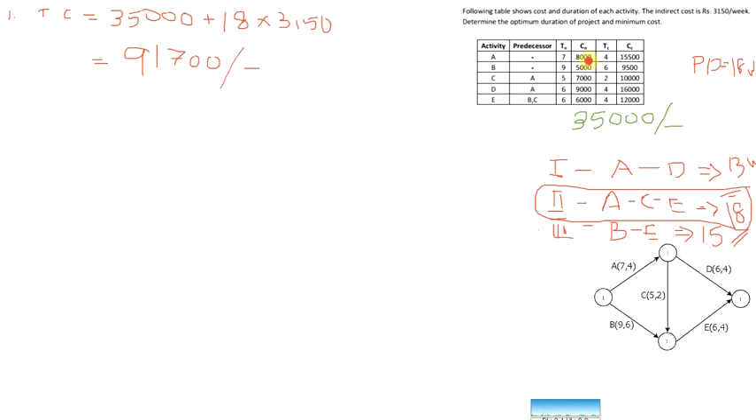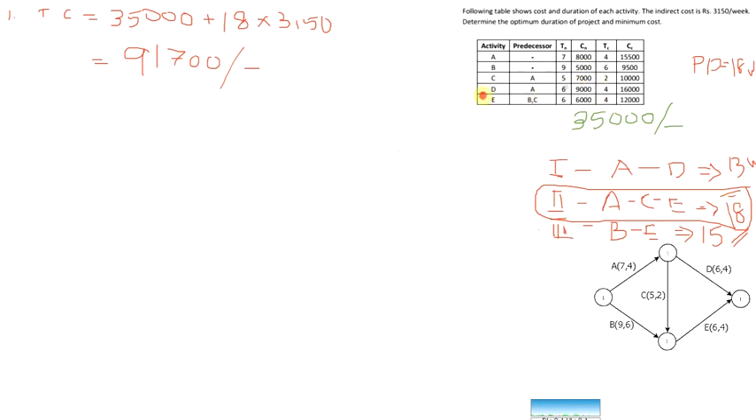Okay, if the project is completed under the normal condition, 91,700 will be the total cost of the project with an 18 weeks duration.